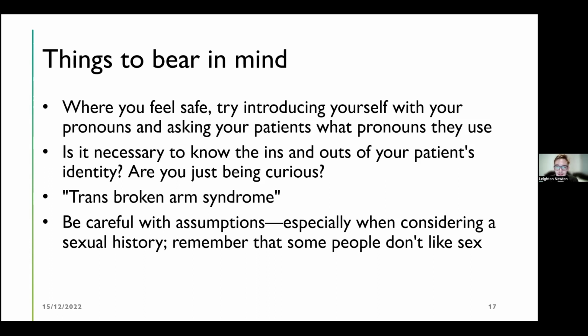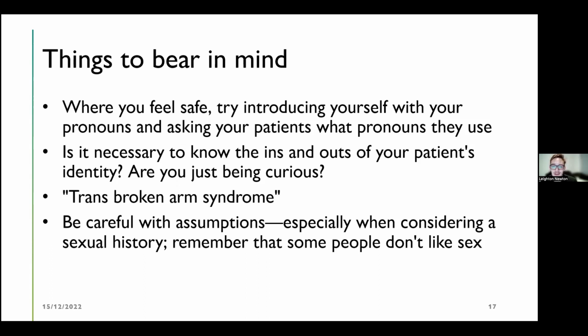We've got trans broken arm syndrome. The idea is it's a kind of allegory for how trans people's health problems tend to be blamed on the fact that they're trans and not the fact that they've got health problems. So a trans person comes in with a broken arm and all of a sudden it's their hormones' fault, or the fault of the fact that they're trans. So remember that your patients are still people with normal medical things, and just because they're trans, it doesn't necessarily mean anything, unless it does, in which case that doesn't apply. It probably doesn't.